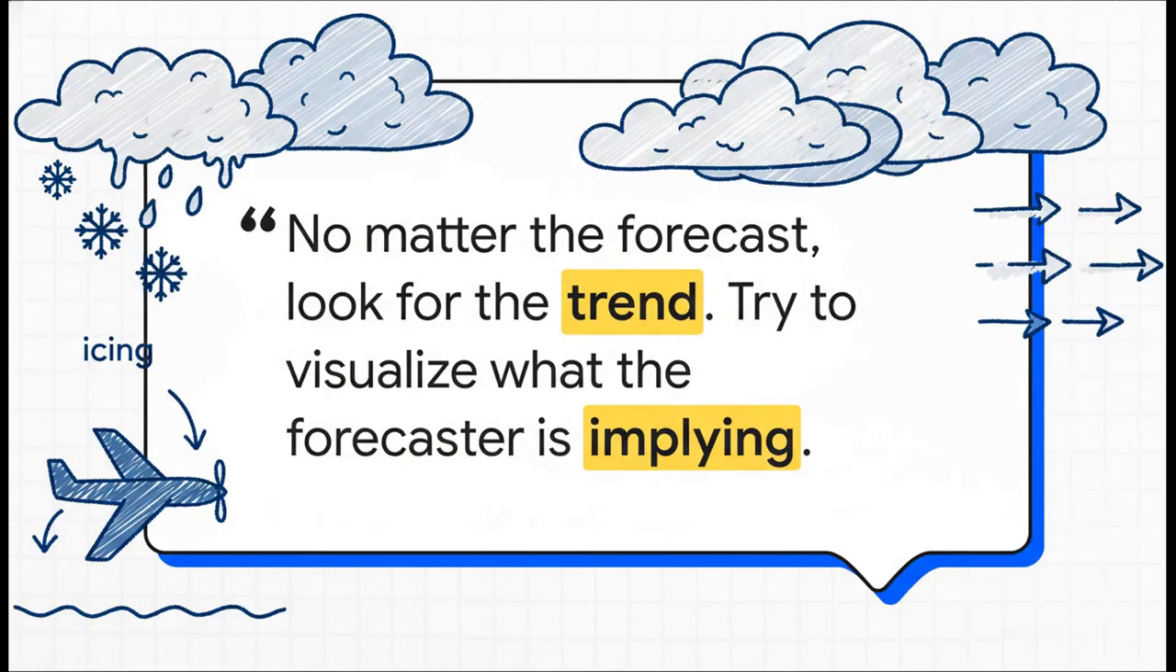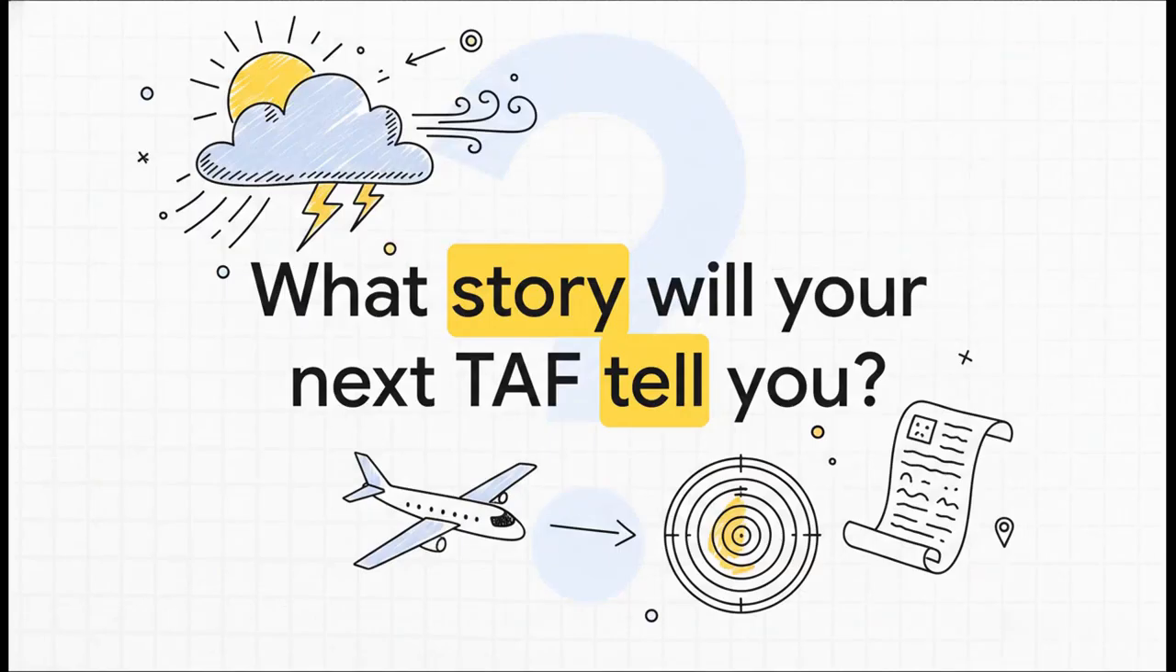So here's the real takeaway. It's not about just decoding each little group of letters and numbers. It's about looking for the trend. You have to build a mental movie of what the forecaster is trying to tell you. In this case, the story was crystal clear. A system was moving in from the east, bringing clouds, then snow, dropping ceilings and visibility, and ending with a risk of icing. Reading a TAF isn't just a technical skill. It's about understanding the narrative of the sky.